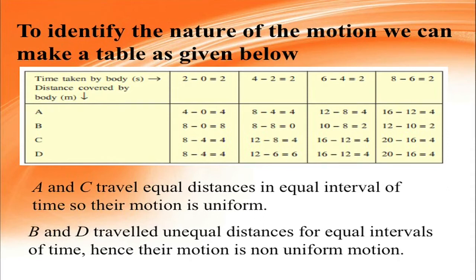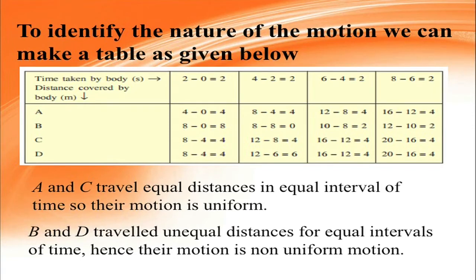Similarly, for body B, the distance covered in the first 2 seconds is 8 minus 0, equal to 8, next 2 seconds 8 minus 8 is equal to 0, next 2 seconds 10 minus 8 is equal to 2, next 2 seconds 12 minus 10 is equal to 2. And for body C, in the first 2 seconds 8 minus 4 is equal to 4, next 2 seconds 12 minus 8 is equal to 4, next 2 seconds 16 minus 12 is equal to 4, and last 2 seconds 20 minus 16 is equal to 4.